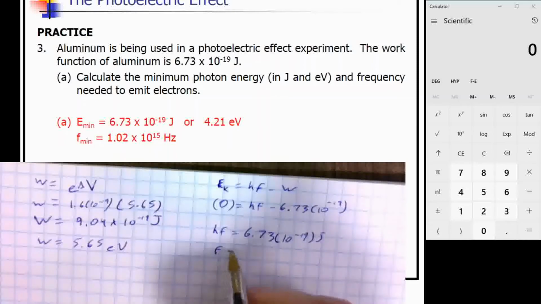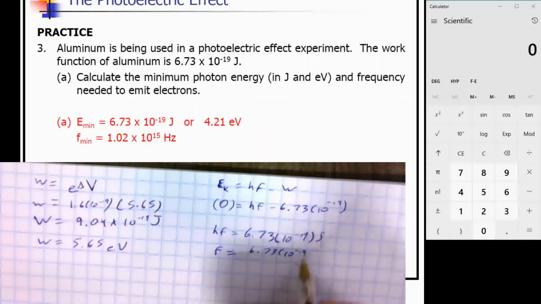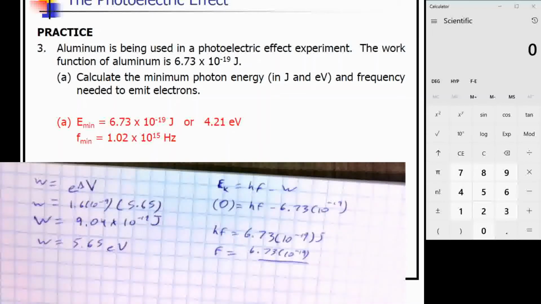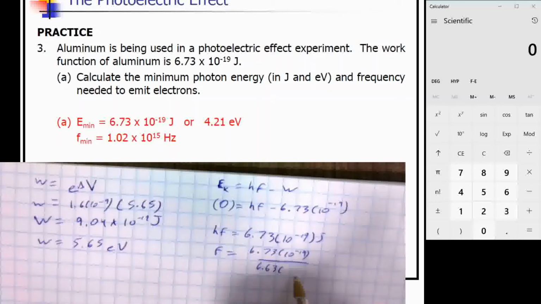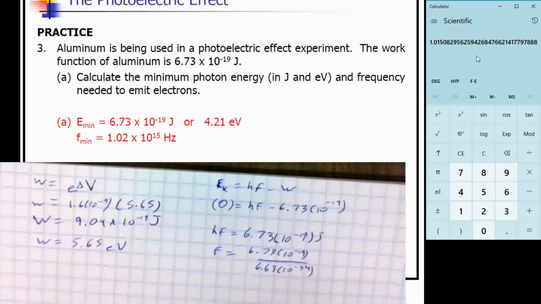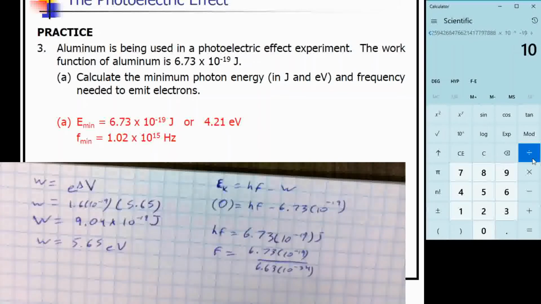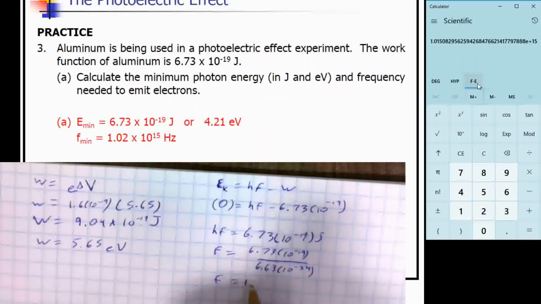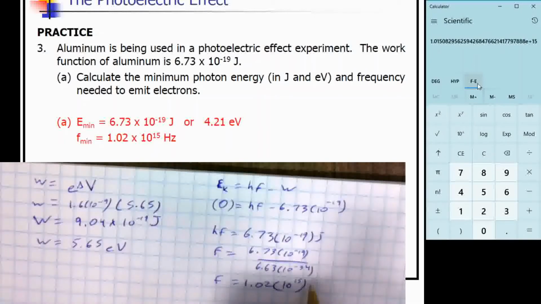And the frequency needed would be 6.73 times 10 to the negative 19 over Planck's constant, which at the front of your formula sheet you should have as 6.63 times 10 to the negative 34. This works out to 6.73 divided by 6.63. We also have to multiply this by 10 to the negative 19 and divide by 10 to the power of negative 34, and we end up with 1.02 times 10 to the 15 hertz.